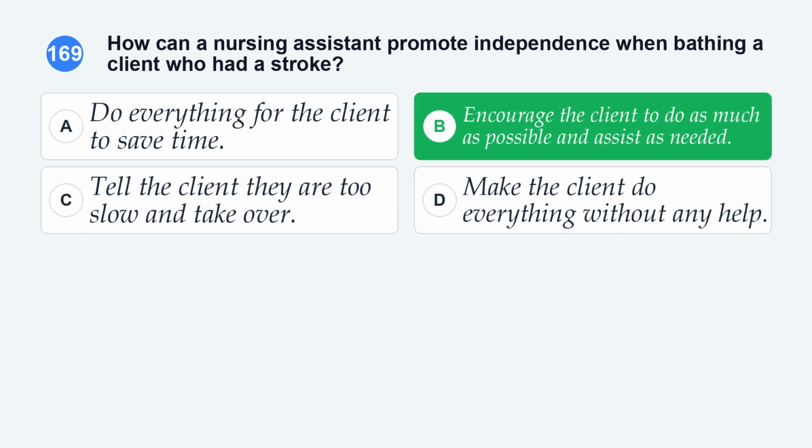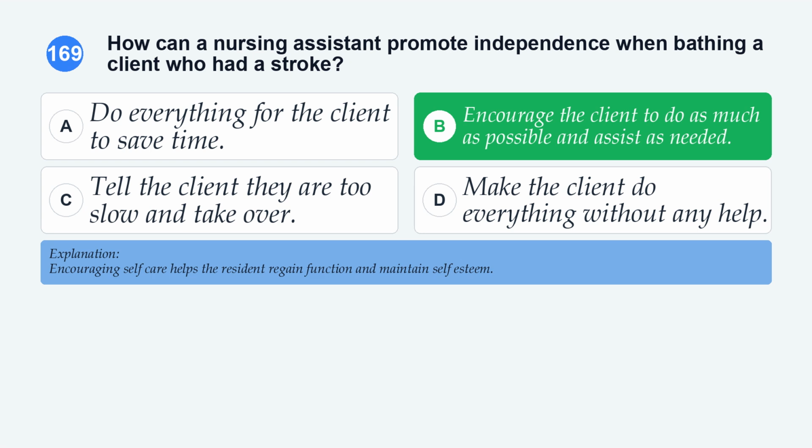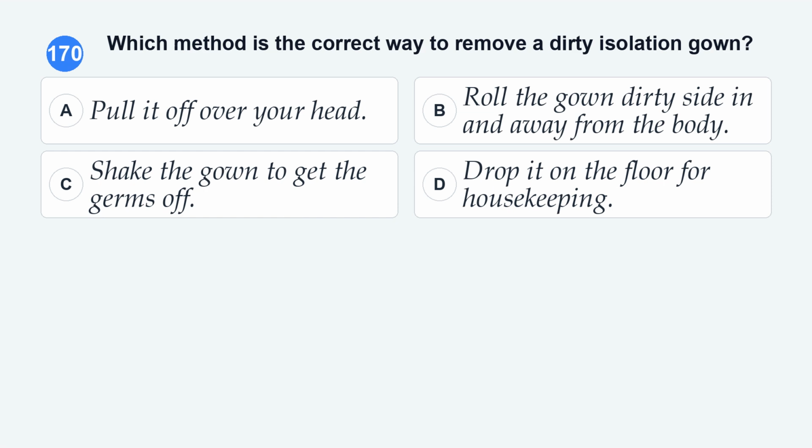The correct answer is option B. Encourage the client to do as much as possible and assist as needed. Explanation. Encouraging self-care helps the resident regain function and maintain self-esteem. Question 170. Which method is the correct way to remove a dirty isolation gown?